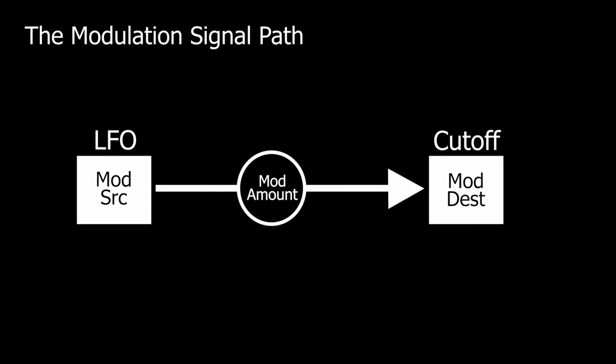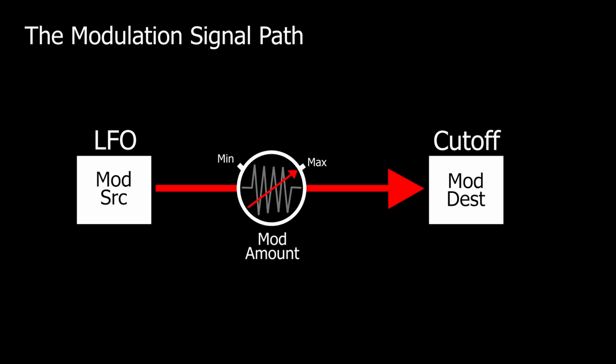Very, very straightforward. Now, in an analog synthesizer, like the Voyager, for example, the modulation amount is basically just an attenuator. Turn it to maximum, and all the modulation signal from the source reaches the destination. Turn it to minimum, and no modulation signal at all gets through.